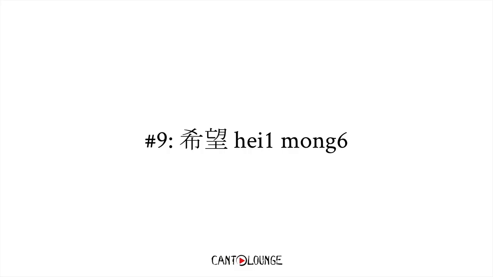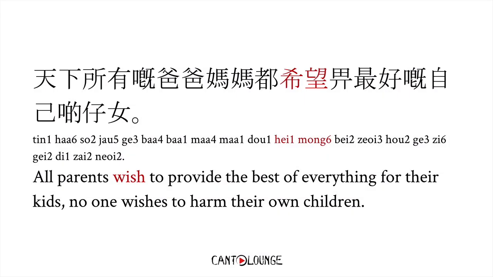Moving on. Number 9, which is 希望. Oh, good lord, it brings back lessons in French, the subjunctive, j'espère que. Anyway, for example, here we have 天下所有嘅爸爸媽媽都希望俾最好嘅自己啲仔女. So, in the world, all dads and moms, all parents, all hope to give the best to their own children, right? Fairly straightforward as well.